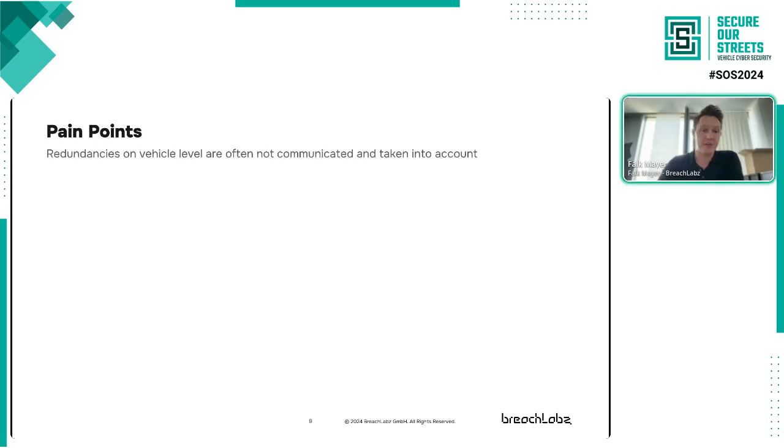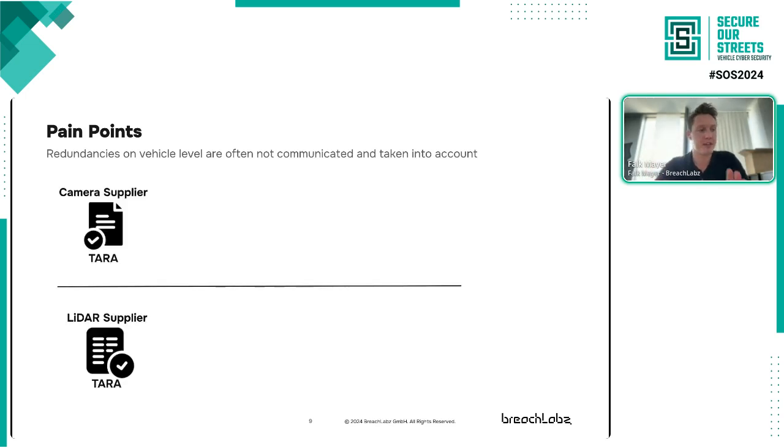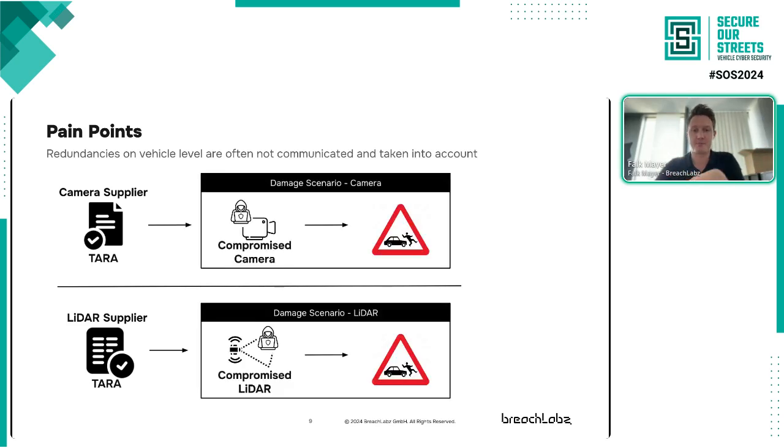The next pain point is the redundancies on vehicle level that are often not properly communicated or not taken into account because the cybersecurity engineer is very focused on how the system might be compromised. So let's take this example. In this example, we have a camera supplier and we have a LiDAR supplier. And both have brilliant cybersecurity engineers, right? They have fully understood the system.